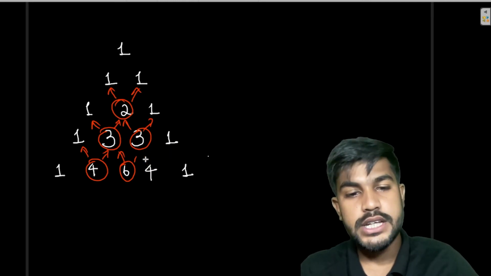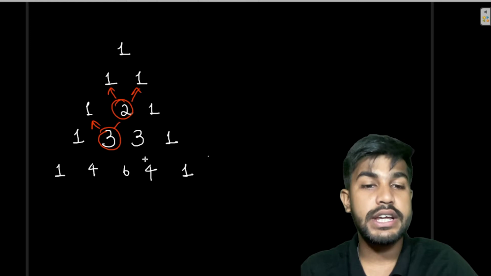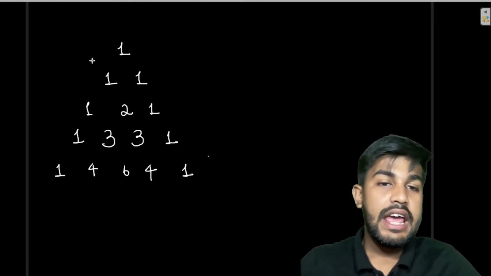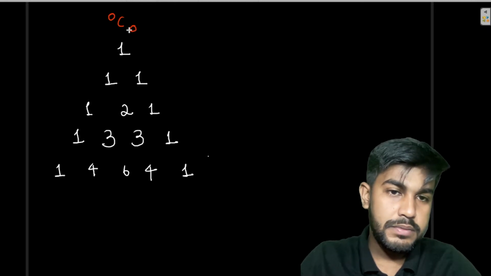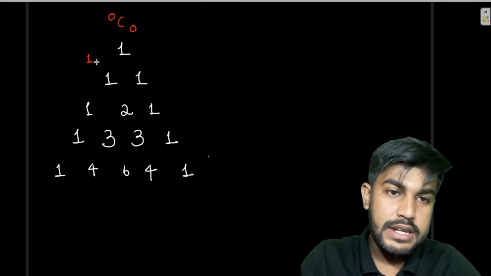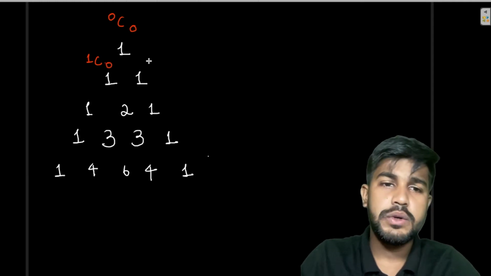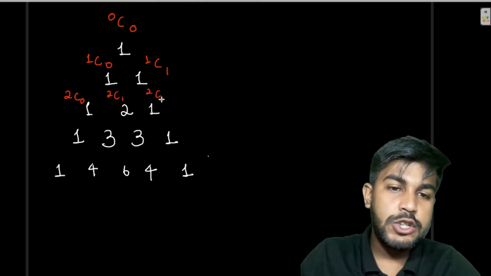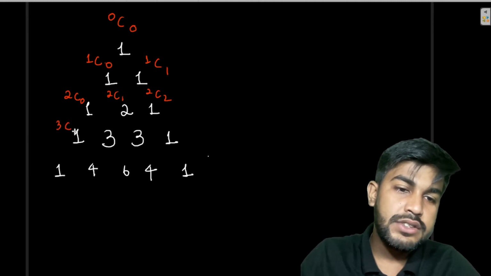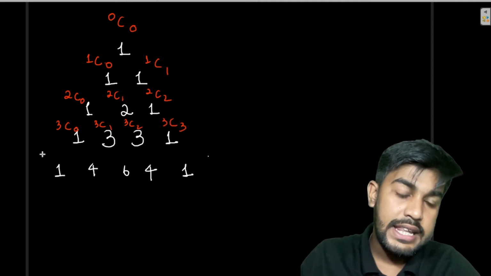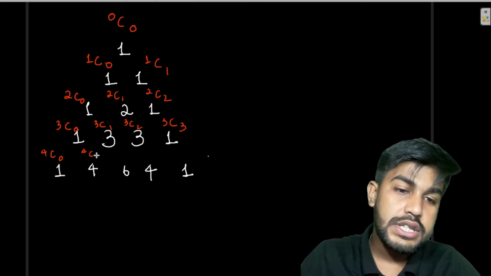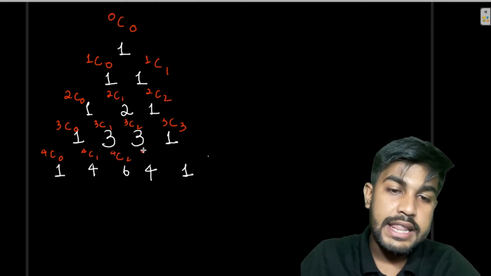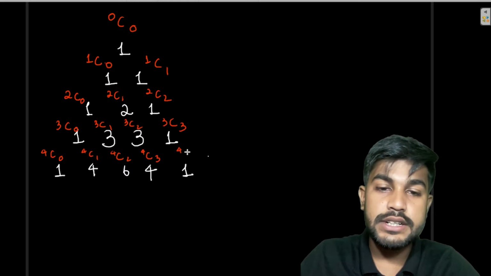Now, if you observe, this is a general fact that Pascal's triangle represents 0C0. This represents 1C0, this represents 1C1, this represents 2C0, 2C1, 2C2. In the same way, this represents 3C0, 3C1, 3C2, 3C3. And then this represents 4C0, 4C1, and 4C2, and then this represents 4C3, and this represents 4C4.